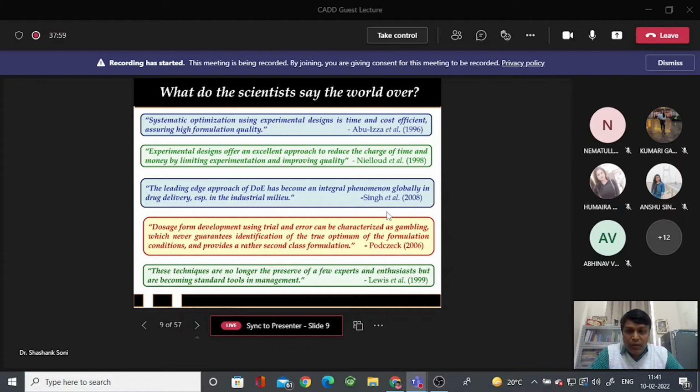The learning edge approach of design of experiments has become an integral phenomenon globally in drug delivery, especially in the industrial milieu. It is said by Professor Bhupinder Singh Bhoop, who is a living legend, who has very good expertise in design of experiments, and we are very fortunate that we have had training under him.